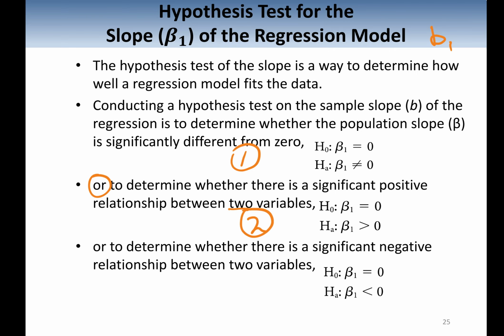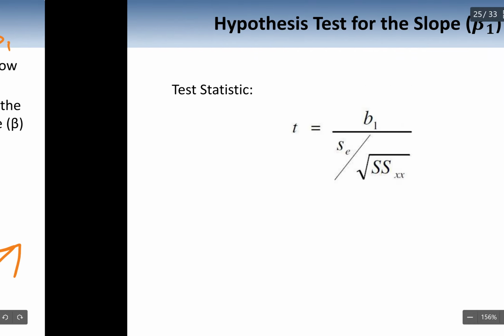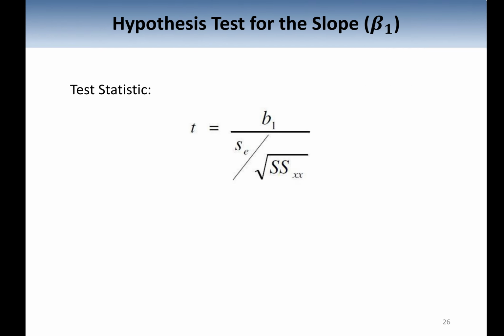In this case, the alternative hypothesis is beta 1 greater than 0. The third and last case would be to determine whether there is a significant negative relationship between the 2 variables X and Y. In this case, the alternative hypothesis is beta 1 less than 0. The null hypothesis is always beta 1 equals 0. So we then calculate the test statistic, get the p-value from the test statistic, and then make a decision. So it follows the same set of rules for the hypothesis test.